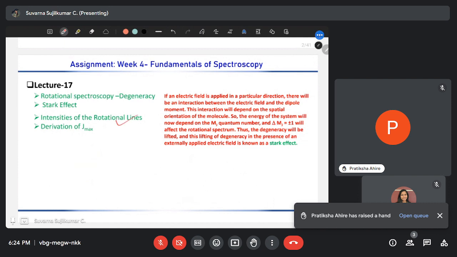Followed by, the intensity of rotational levels has been discussed. The population of any state is given by the Maxwell-Boltzmann distribution, which can be represented as follows: for a state, the population of the state n with respect to the population of the state m is given by this mathematical expression.